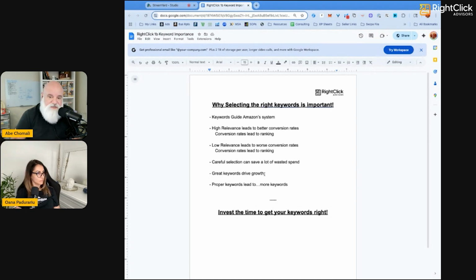Now, the next thing, these two things sort of go together, where great keywords drive growth and proper keywords lead to more keywords. What do we mean with this? Now, of course, if you have the right keywords, you are opening yourself up to audiences that can buy your product. Showing yourself to the right shopper when you're the right product leads to sales. That's our goal with everything we do on Amazon. Putting yourself in the right places drives growth. Putting yourself in the wrong places leads to results you don't want.